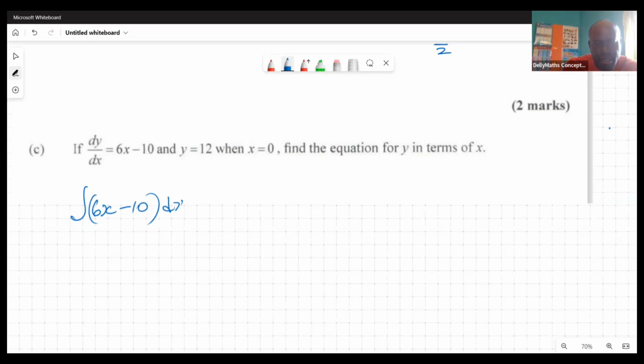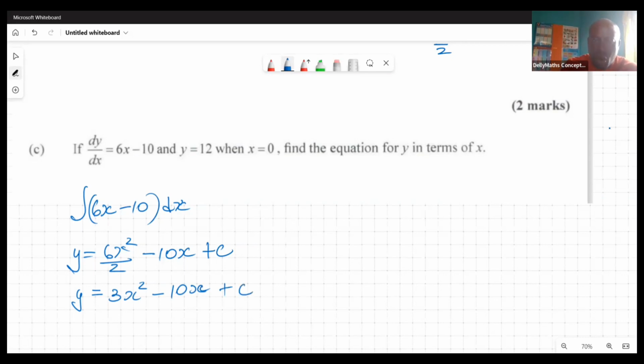All right, so when I integrate this, y is going to be equal to 6x squared over 2 minus 10x plus c. If I simplify this, y is equal to 3x squared minus 10x plus c. So now, in order to know what c is, I'm going to take this point here because this is the point 0, 12.